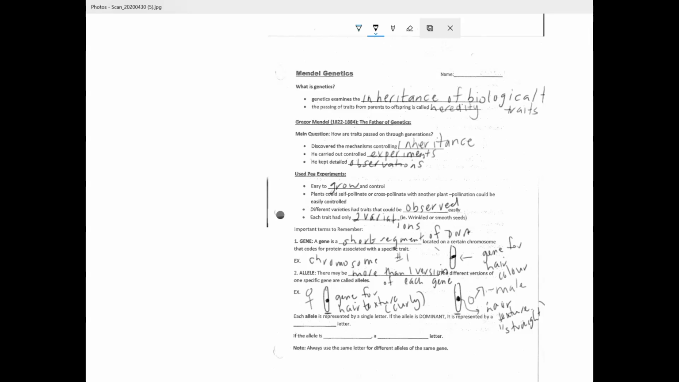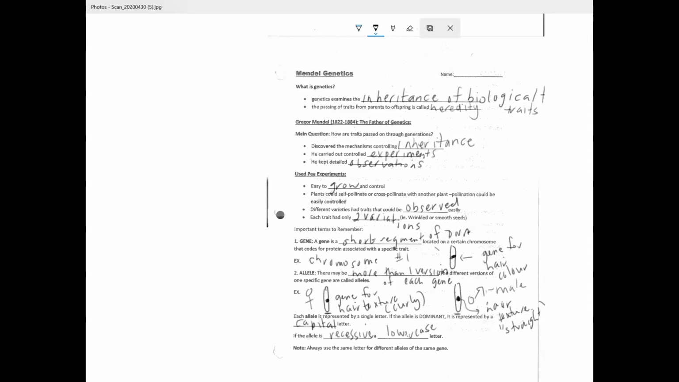Okay, they code for hair texture, but one allele could be for curly hair, the other allele could be for straight hair. One of them is going to be more dominant than the other, and the dominant allele is going to be expressed. So the next sentence is each allele is represented by a single letter. If the allele is dominant, it is represented by, as you should know this by now, a capital letter. If the allele is recessive, a lowercase letter is used.